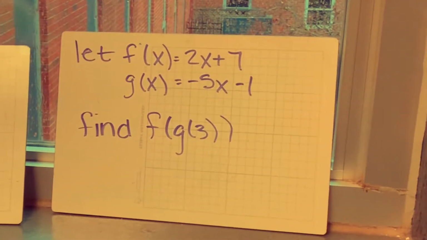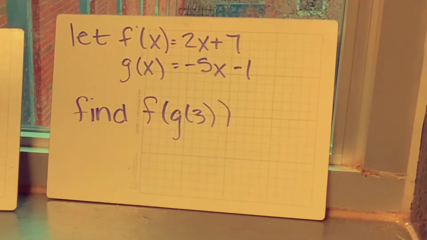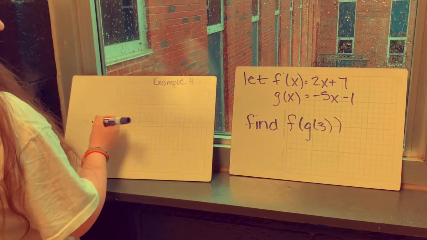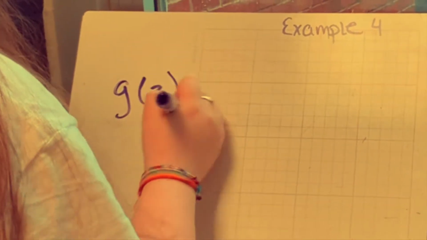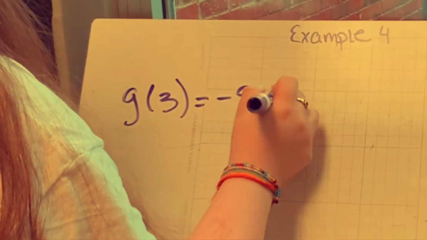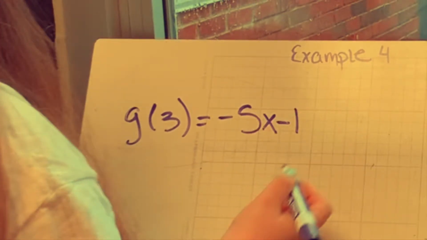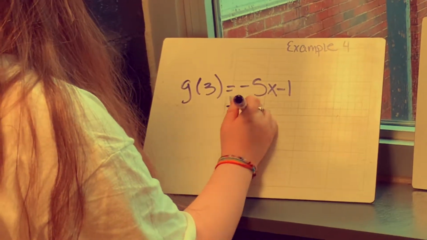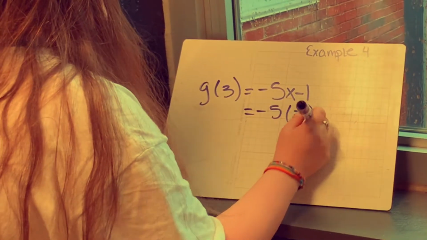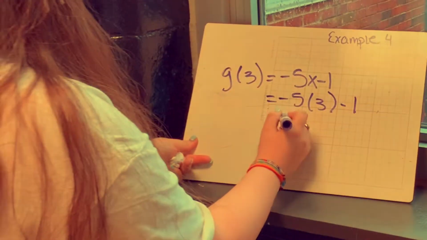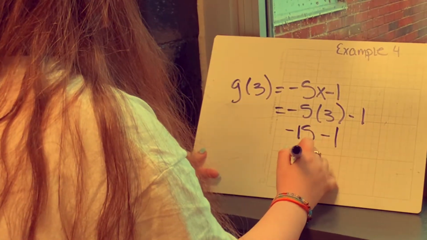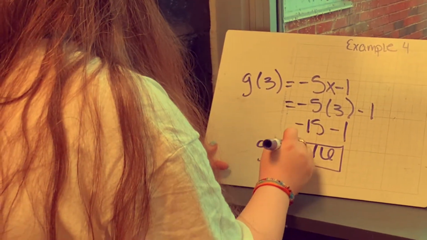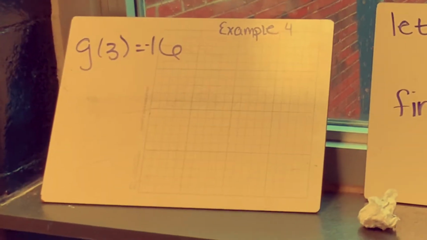Let f of x equal 2x plus 7 and let g of x equal negative 5x minus 1. Find f of g of 3. So the first step is to find g of 3. And so you're going to set this problem up like this. And wherever there's an x, you're going to put a 3 in place of it. So it's going to look like that. Negative 16 is your final answer for g of 3. So g of 3 equals negative 16.